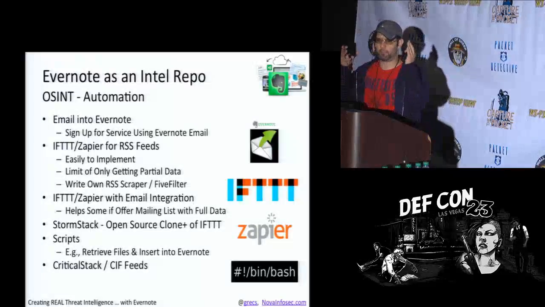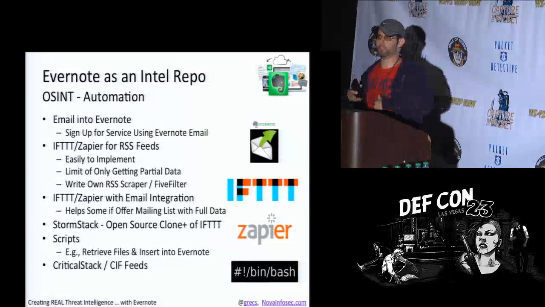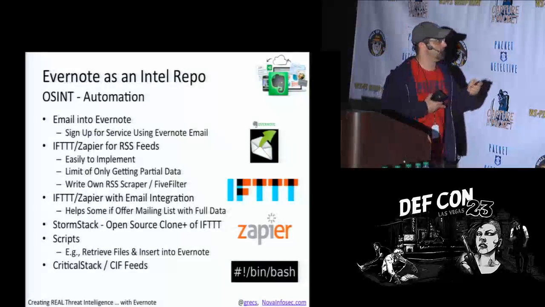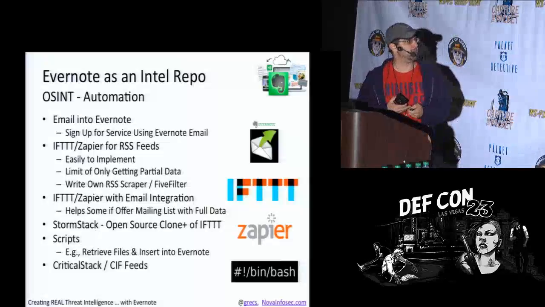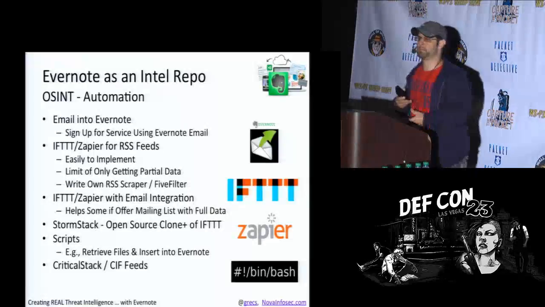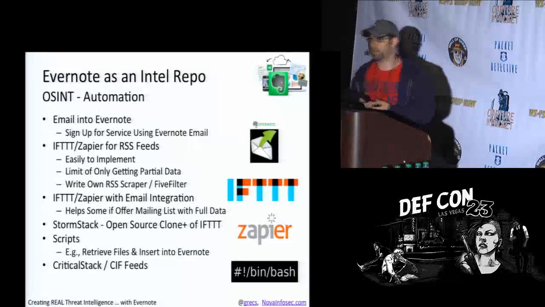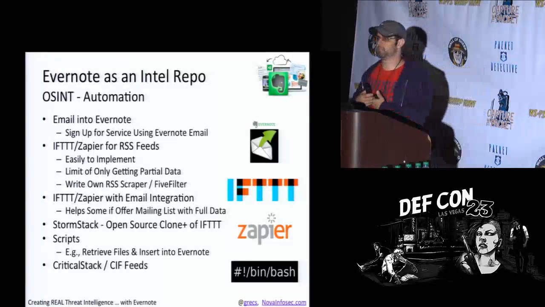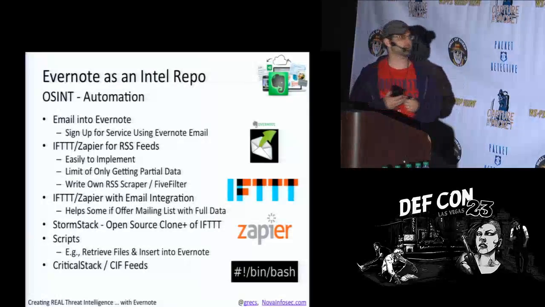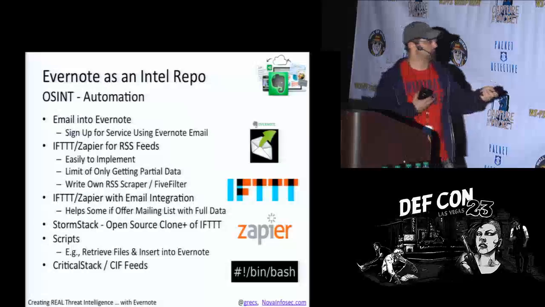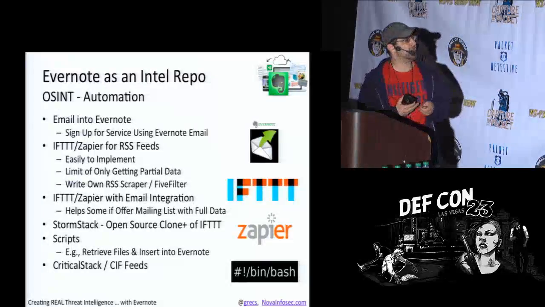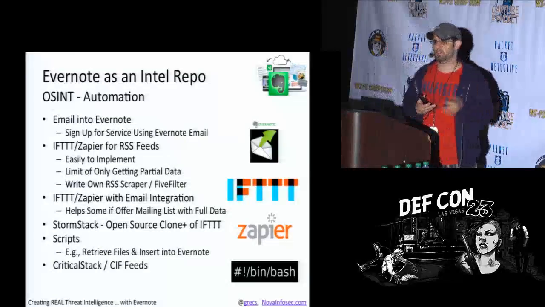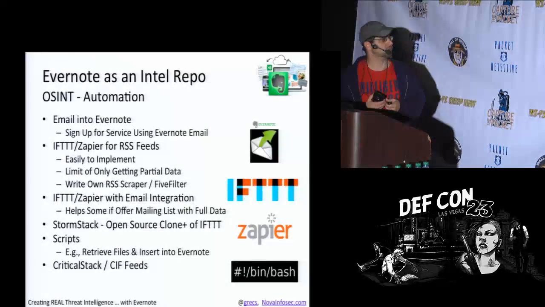And what they'll do is take partial RSS feeds and turn them into full RSS feeds. So If This Then That and Zapier both have email integration. So if you subscribe to a mailing list, you could say, hey, whenever something comes into my inbox from this mailing list, add a note for it in Evernote too. StormSack, I haven't really played with it, but I heard if you want to do something in-house, it's an open source clone that gives you If This Then That sort of capability.